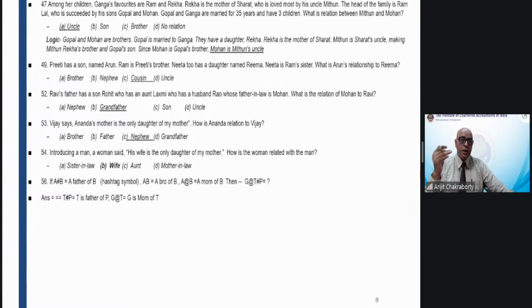So we can see G @ T hashtag P. So first we do it from the reverse. T hashtag P means T is the father of P, because it is given A hashtag B means A is the father of B. So T hashtag P means T is the father of P. Clear? Next, G @ T, last part. Already it is given A @ B means A is the mom of B. So then G @ T का क्या मतलब होगा? So G is the mom of T.